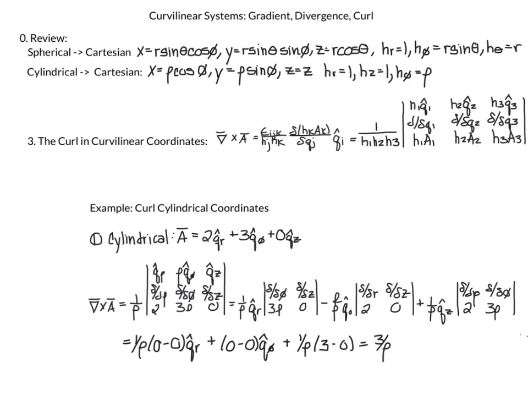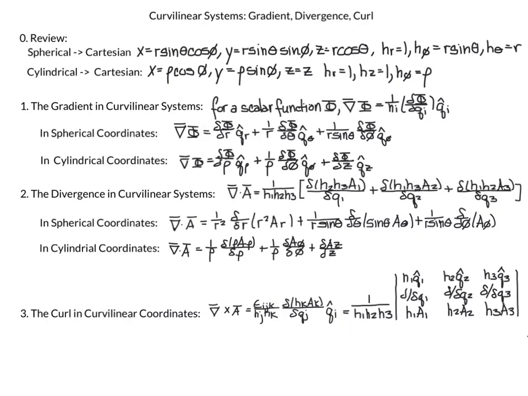This should be a rho. I don't know if you could tell. And then finally, h3, which is just 1, times the z direction basis vector, ddz, and then h3 times a3. a3 is 0, so we have 0 here. From there, it's just a matter of doing the determinant, and the final answer is 3 over rho.